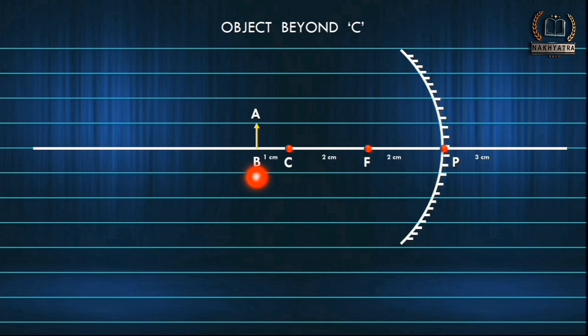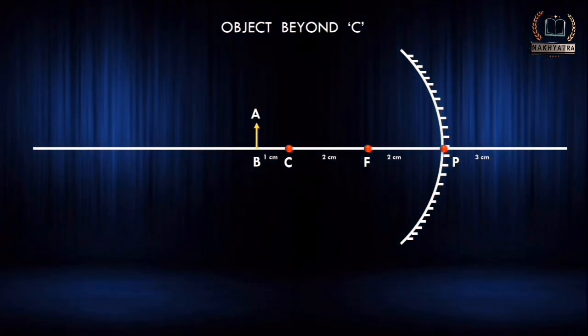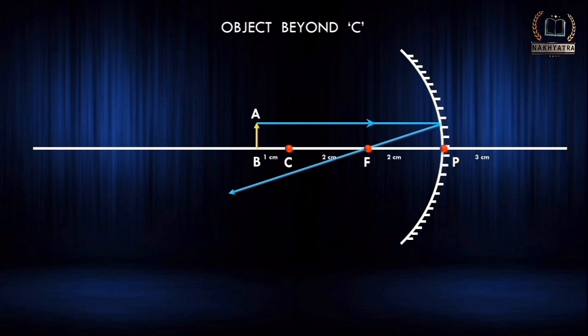Okay, so we know that many rays can come from an object, but for image formation we consider only two rays. Clear everyone? Because with a single ray we cannot form an image. So now a ray comes from the object, an incident ray parallel to the principal axis. So when the incident ray parallel to the principal axis strikes the concave mirror, the reflected ray passes through the focus. We know that, right? Okay, so this is one ray.